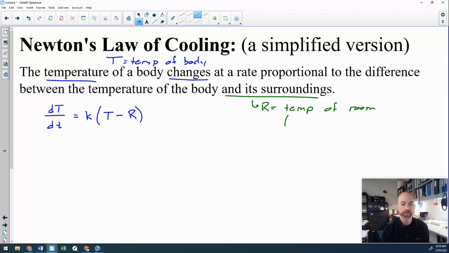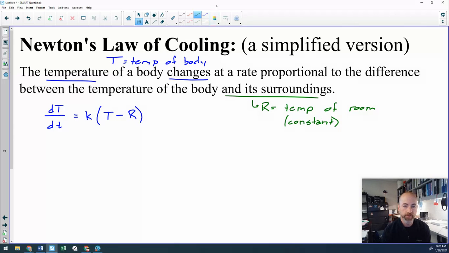Now, I mentioned earlier that this is a simplified version. In the real world, if you have a pizza sitting on a counter cooling off, the pizza is also changing the temperature of the room as it loses heat. We're going to ignore that phenomenon. We're going to assume the temperature of the room is constant for this case.